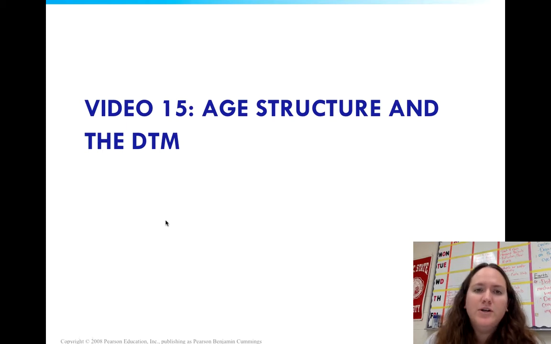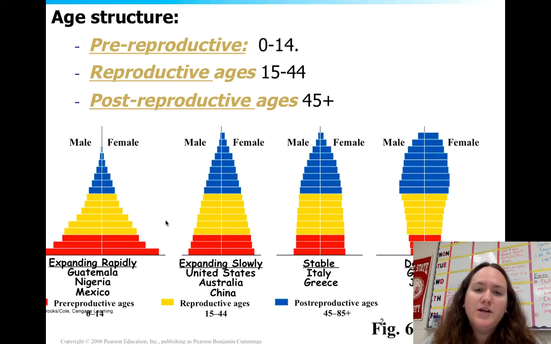Hi guys, welcome to video 15 on age structure and the demographic transition model, also known as DTM. So when we look at different age structures, you need to have a basic drawing of each of these structures.